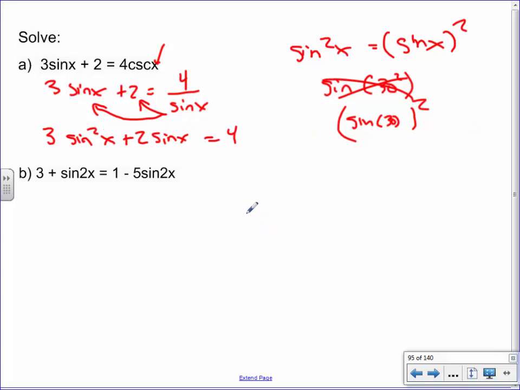So the reason you might want to choose to do it this way is this is quadratic. What you basically have is 3x squared plus 2x minus 4 equals 0, and you can solve this using quadratic methods. We need numbers that add to give 2 and multiply to give minus 12. They don't even exist, do they? 1 and 12, 2 and 6.